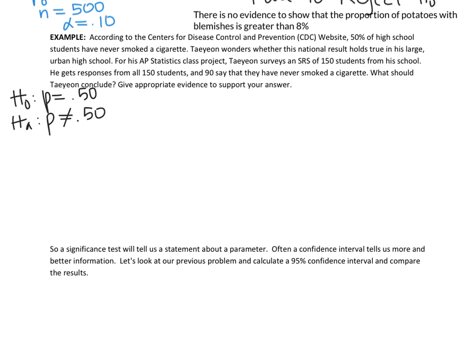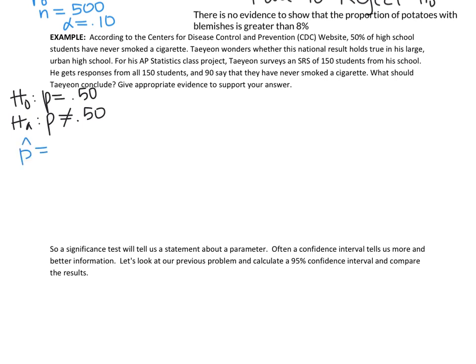Then we're going to run through our checklist. So is it random? Well, he's conducting an SRS, so simple random survey, so we're good there. Is it independent? So each student has the same likelihood of answering whether or not they've smoked a cigarette, so it's independent. And then lastly, is it normal? So we only have to check one thing since our proportion is 0.50. So half of 150 is 75, which is greater than or equal to 10, so it is normal.